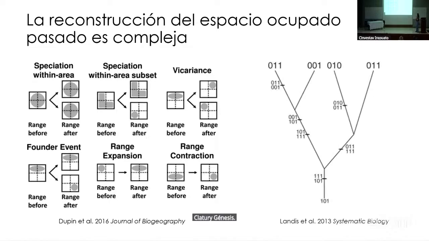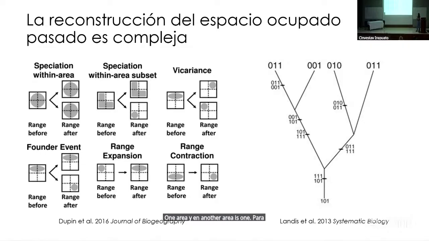Cladogenesis. Now, we have these models here, and what we actually do is estimate the past ranges throughout the phylogeny. But I want to point out that we are seeing here 0 and 1. This is the area, right? One area is 0 and another area is 1.